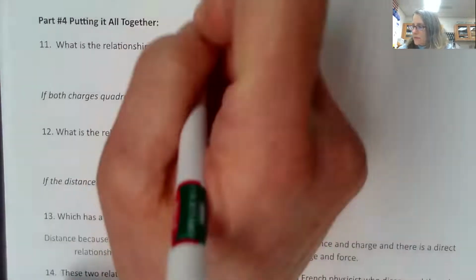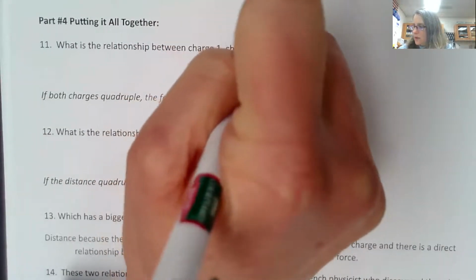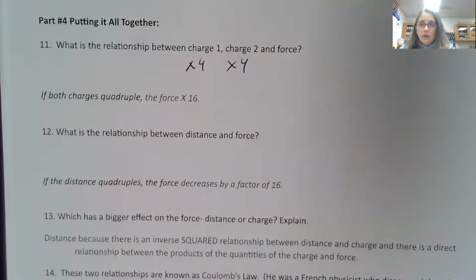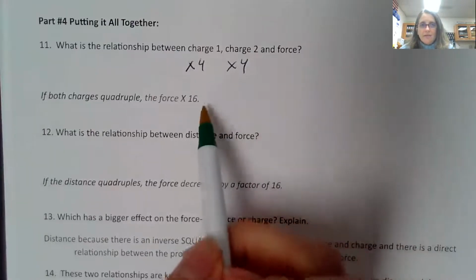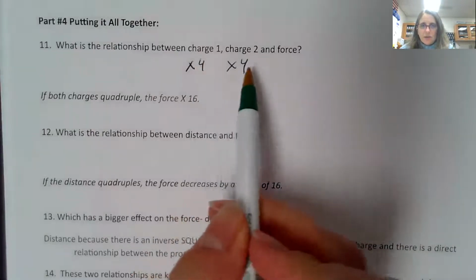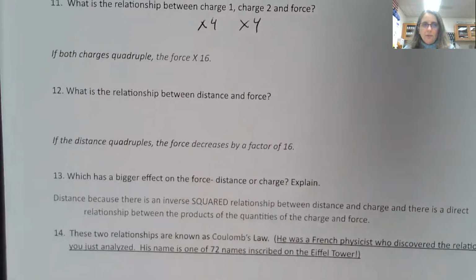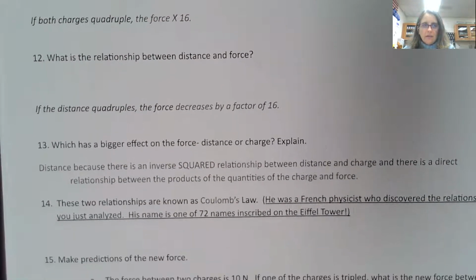So realize that if I'm multiplying charge 1 by 4 and charge 2 also by 4, it's going to go up by a factor of 16. So 4 times 4 is 16, so the force would go up by a factor of 16.